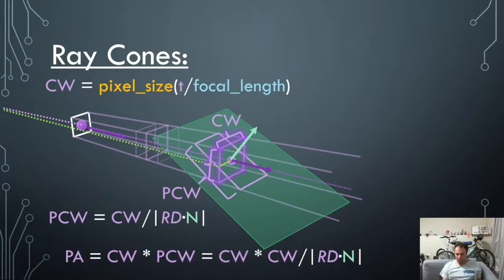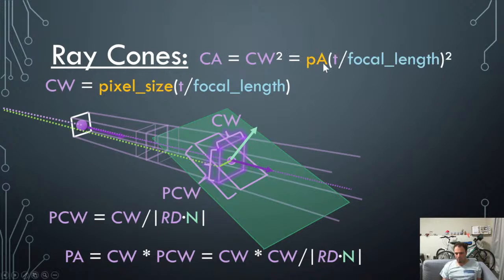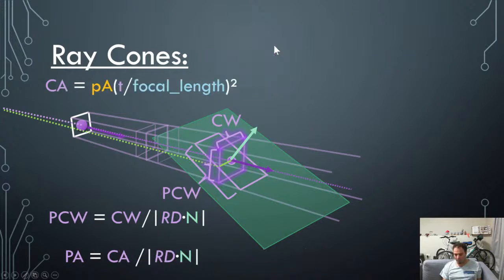And then if you want the full surface area, it's the cone width times that, which is that. Okay, so PA is going to be the projected area. Because cone width is here, and then we square that because we have cone width squared.